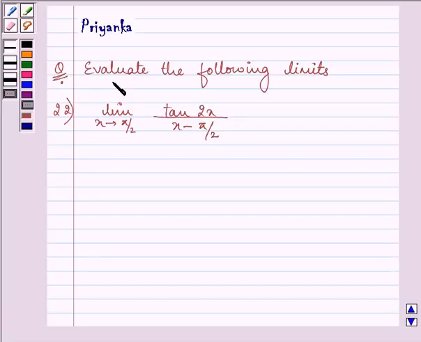The question says evaluate the following limits. Here the limit given to us is limit x approaches pi by 2 of tan 2x divided by x minus pi by 2. Before proceeding, we should be well versed that when limit x approaches 0, the value of sine x over x is equal to 1. And this is the key idea for our question.